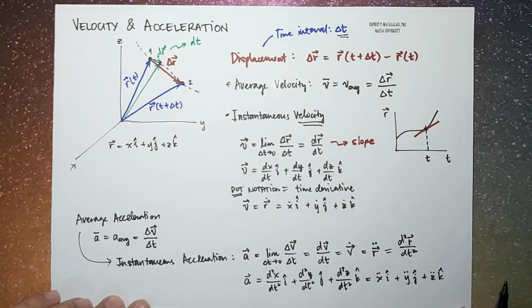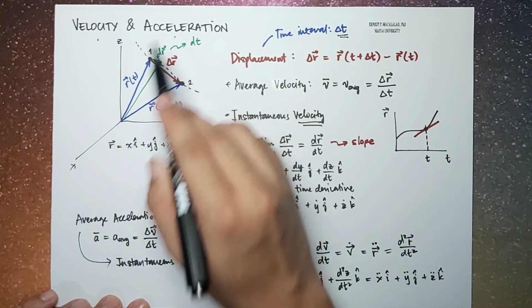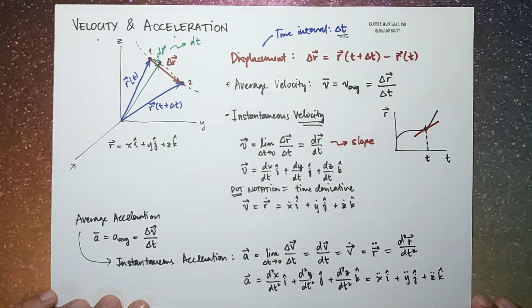Okay, so that's it. A very quick overview of how we express the velocity and acceleration of particles in the Cartesian coordinate system. In the coming videos, we're going to apply these concepts in actual systems.